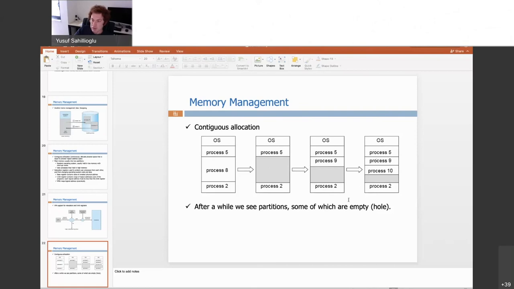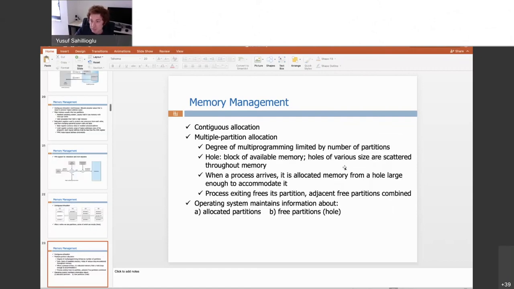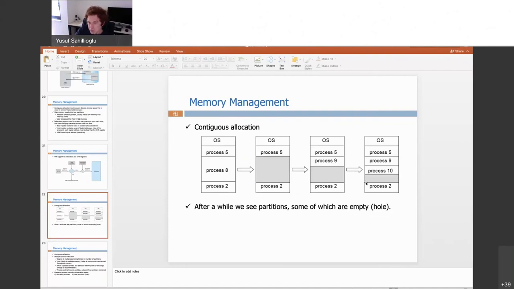partitions, like holes. I have one gray and a second gray, and the task of defragmentation is to collect those gray parts all together. Because currently, even if you have a process of this size, starting from the end of the gray and coming to the middle of process 10, it doesn't fit into this gray hole. Even if you have this one also gray, it still doesn't work for you. So you have to put these grays together, which is called fragmentation.